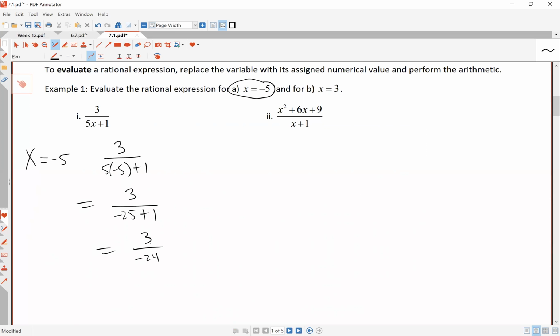We simplify that fraction. And 3 goes into 24 8 times. We get negative 1 over 8.